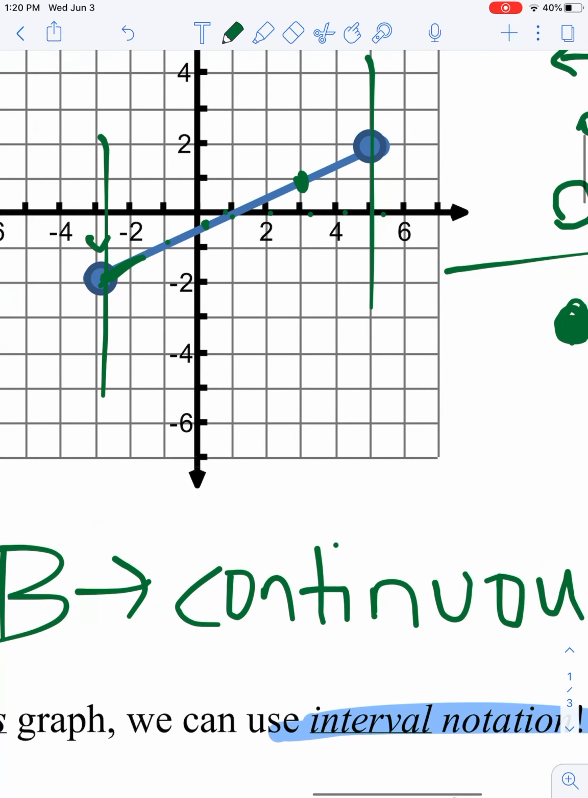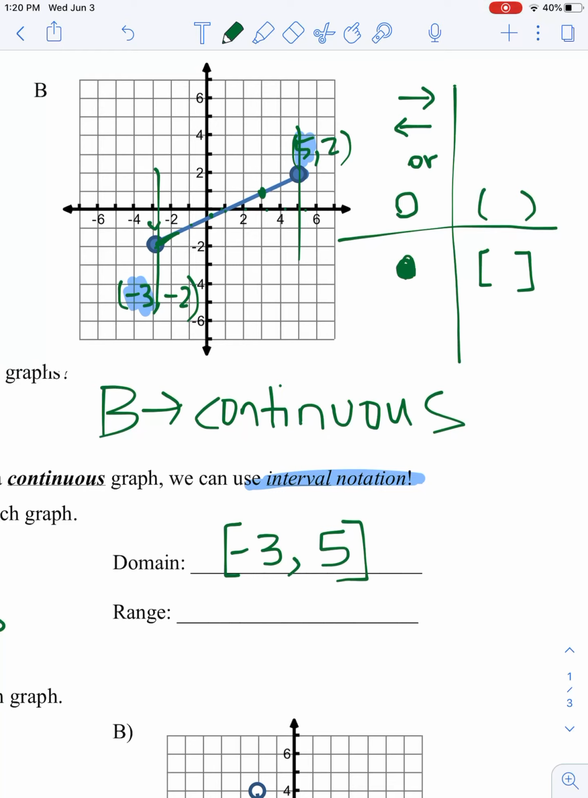Once again, how did I get the -3 and the 5? Well, this first point on the graph is at -3, -2. And this point on the graph is at 5, 2. And since I'm talking about domain, which is x values, I start at -3 and I end at 5. Now next is the range, so it helps that I wrote those ordered pairs out, because now I can see that the y values go from -2 to +2. Once again, we have closed circles here, so I put a bracket around each of those.